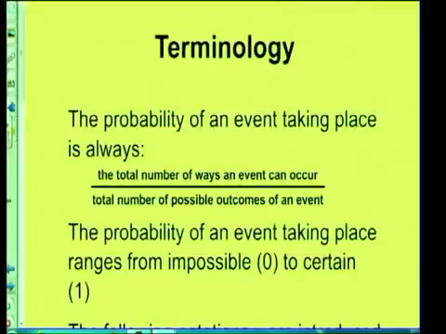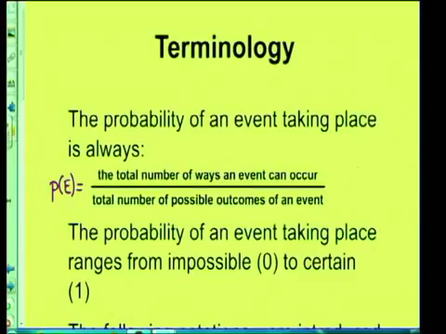Right, the probability of an event taking place is always the total number of ways an event can occur over the total number of possible outcomes of an event. Now, normally what we do is we would say the probability of an event, and we would give it to you in fraction form.